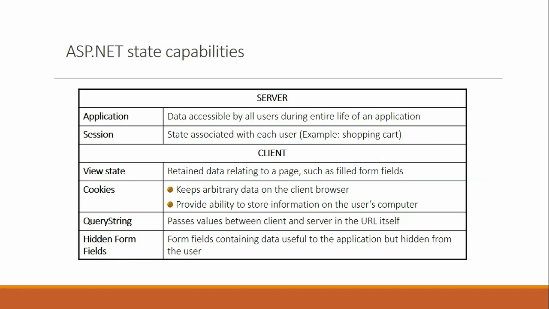Okay, how many times you have visited is a different thing, that is stored on session. How many people have visited my website, that is application. I hope you got the difference. All right, so application data is accessible by all users during the entire life of an application. Session, however, is associated with each user. Normally it is associated with a particular user, like a shopping cart, etc.